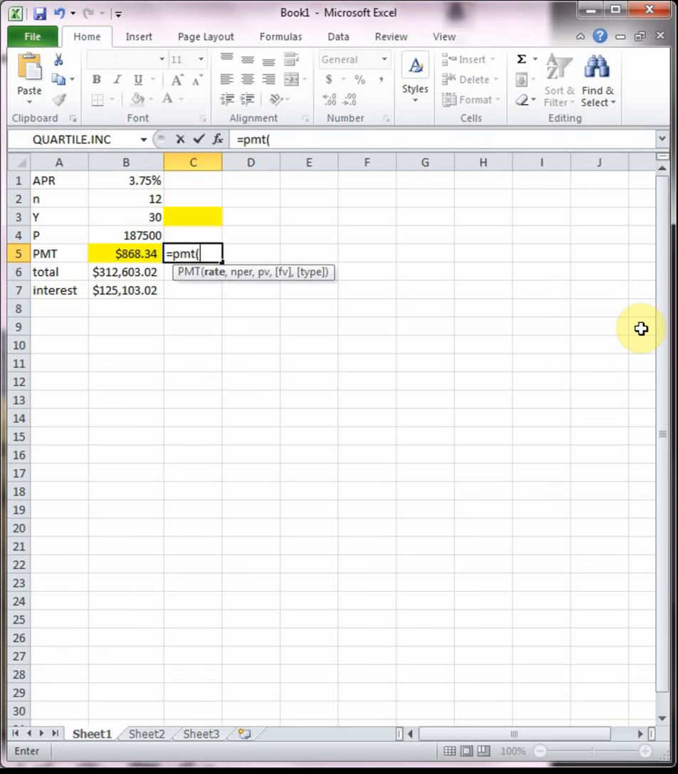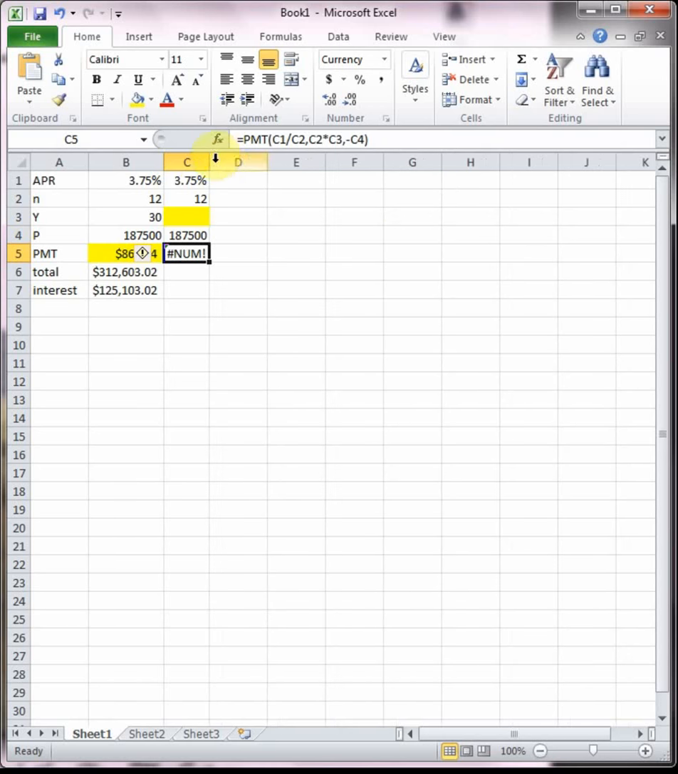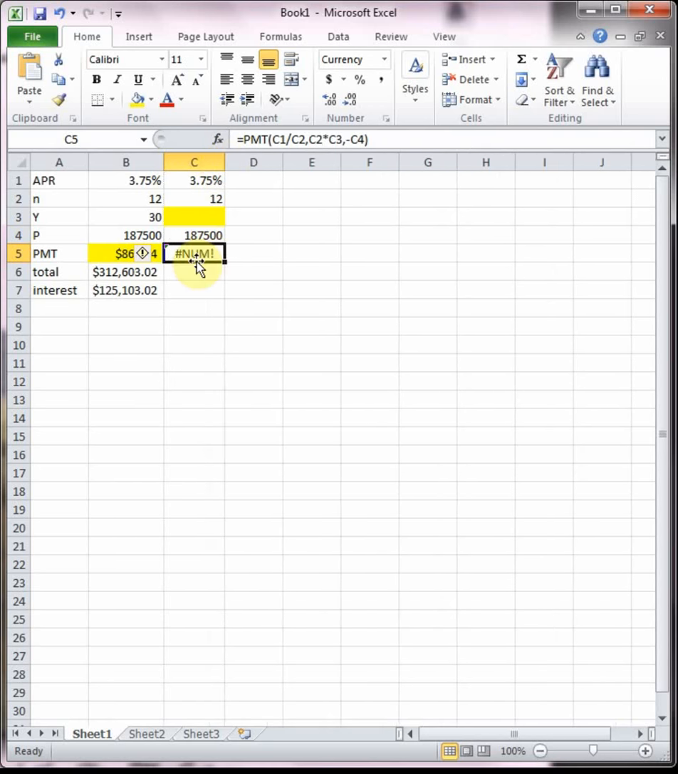So this is my PMT formula. It's going to be APR divided by N, comma, N times Y, comma, negative P. And again, they're telling us we want our payment to be $1,000 a month, and they want to know how long will it take to pay it off if we're paying this extra money. So our APR is still 3.75%, still making monthly payments, and the house still costs $187,500. And the only hitch here is that Excel's giving us an error. You see the pound sign number that's saying, wait, I can't do something. And that's because your years is blank.